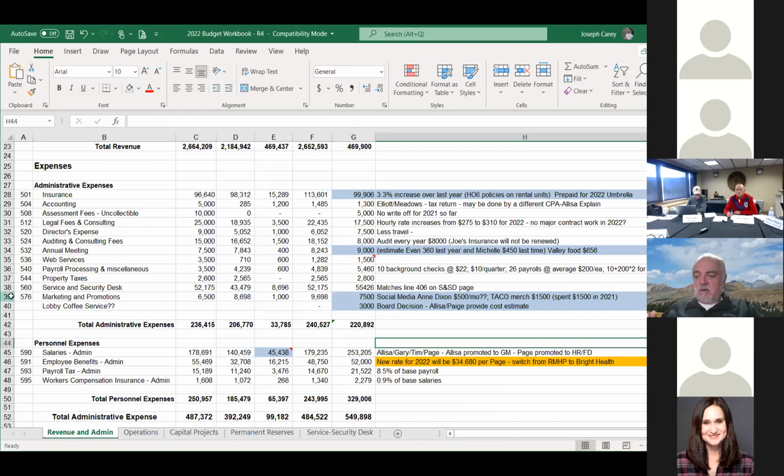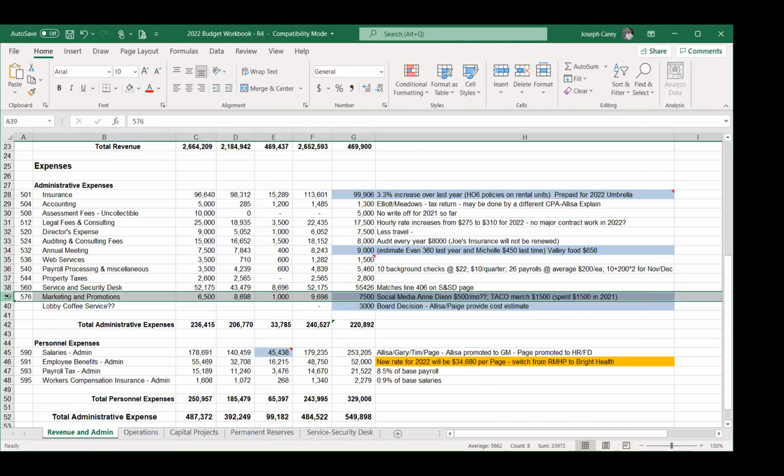All right, marketing and promotions. Okay, here's a discussion. This is where we have a contract, some sort of engagement agreement, with Ann Dixon, who does the newsletter and social media presence, our Tamaron page on Facebook, and so on.